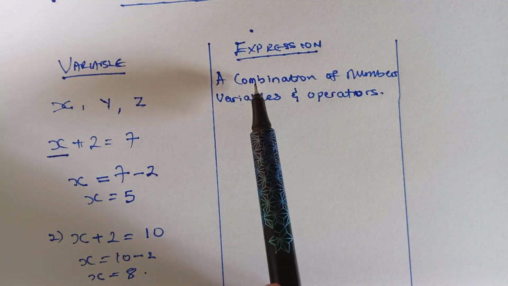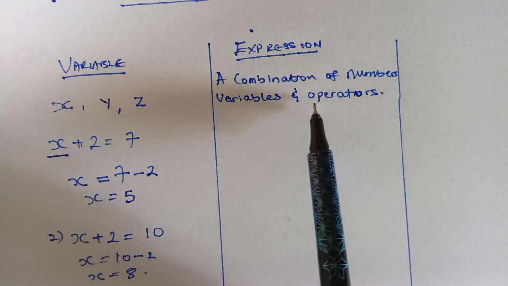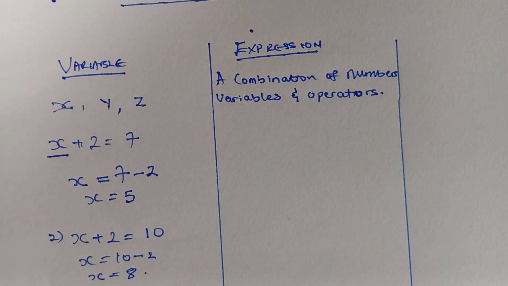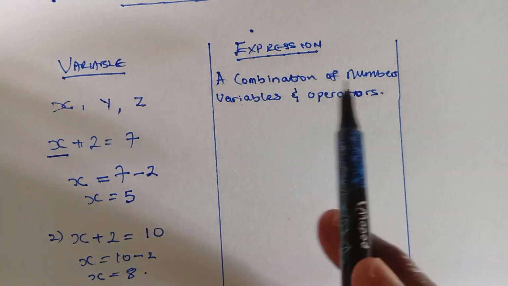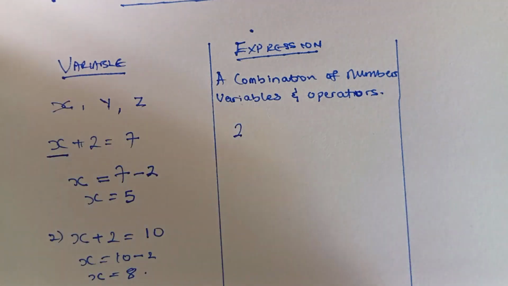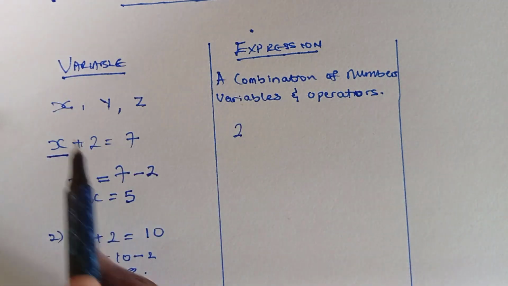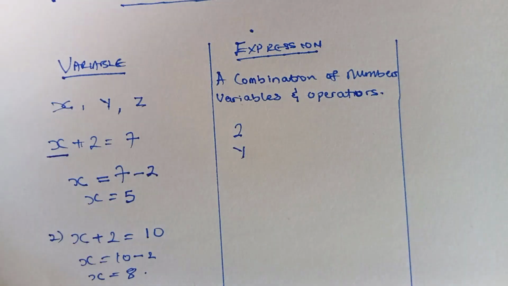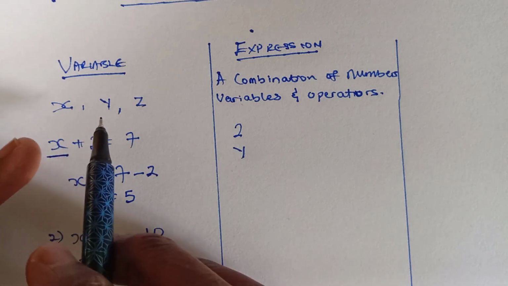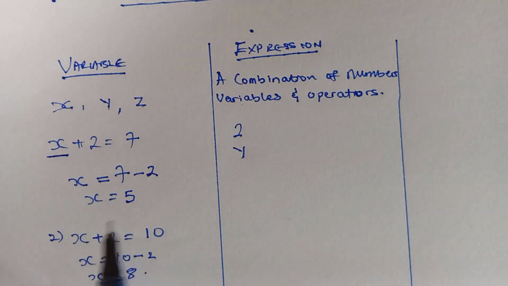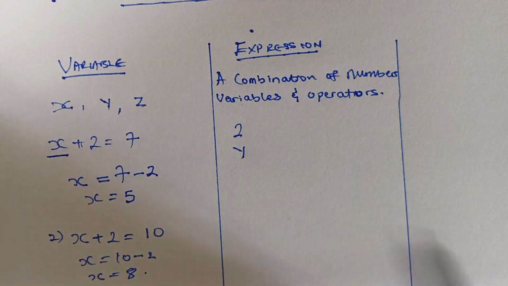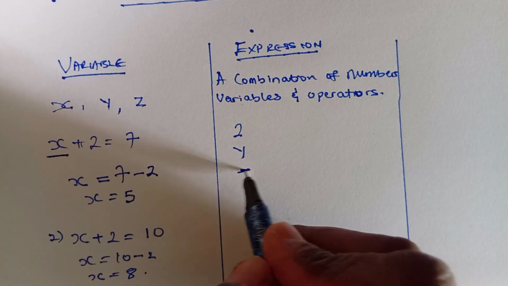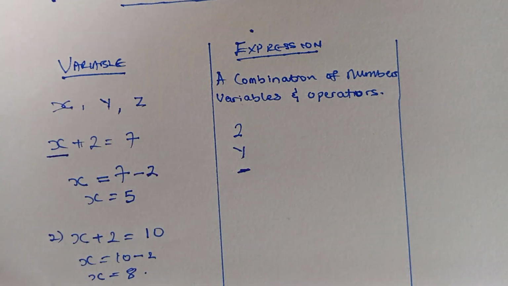Expression is simply a combination of numbers, variables, and operators, but no equal sign. So let's pick out the keywords there. Numbers. So we have 2. 2 is a number, right? Variables. Like if we come here, we can pick any variable, so we have y. And operators. Operators are what we perform on each expression or each equation. For instance, minus is an operator, so we can use minus or plus here. So when we put these three together, we have an expression, but it does not have an equal sign.